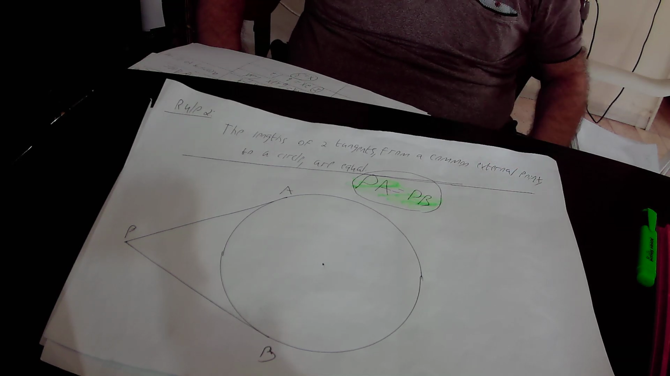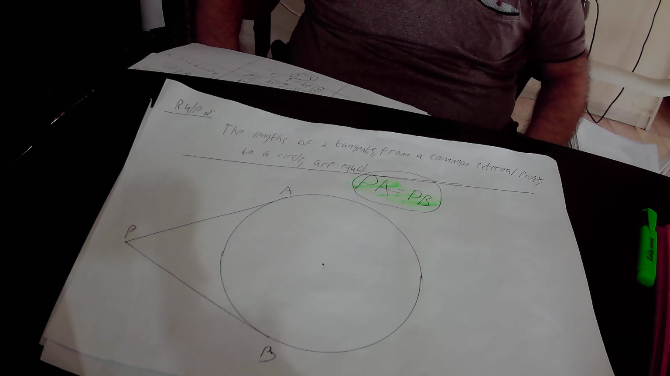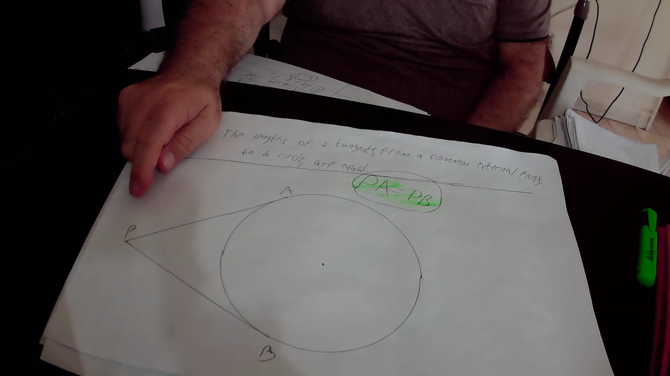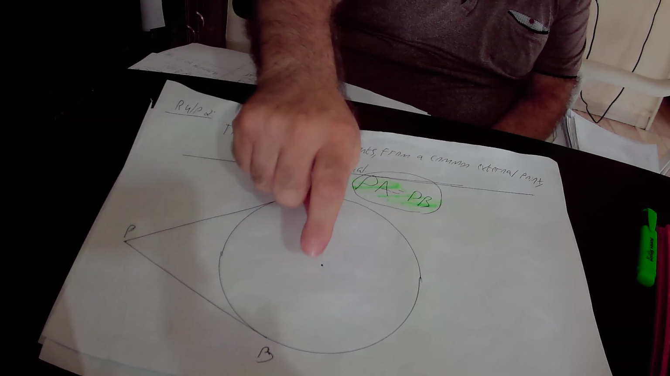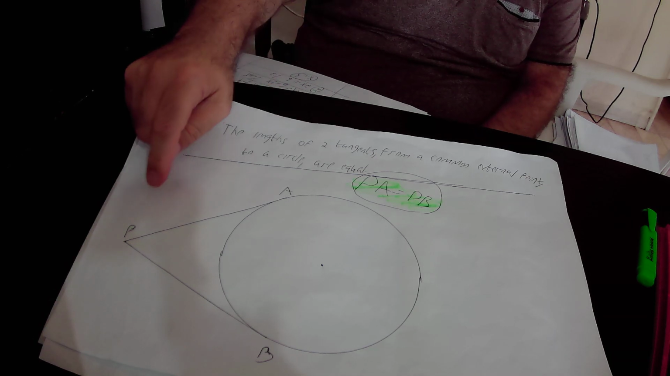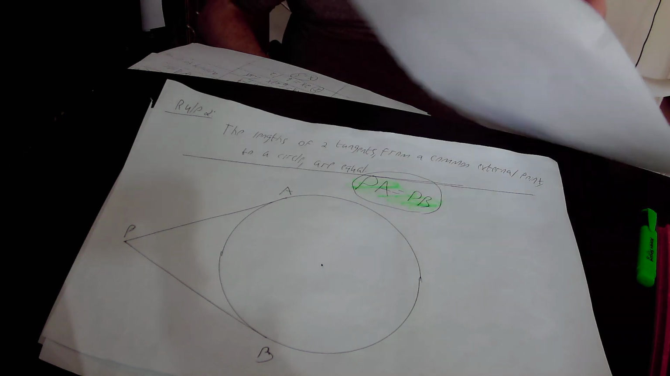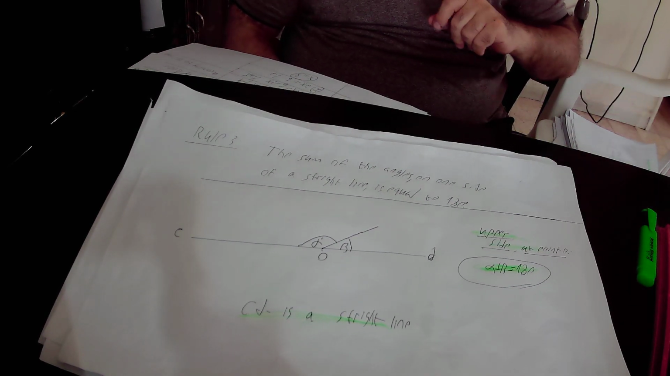Then I presented to you rule number 2: the lengths of two tangents from a common external point to a circle are equal. So we have the common external point P. From P, we have two tangents to the circle, tangent PA and tangent PB. And according to rule number 2, they are equal to each other. That is to say, PA equals PB.